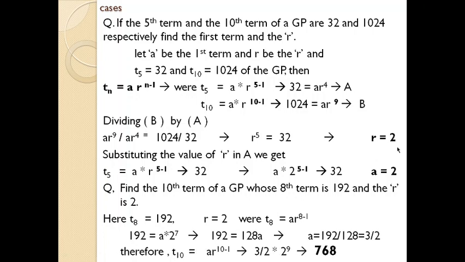By substituting the values, you will get 192 equal to a into 2^7, that is 192 equal to 128a. You got 128 by multiplying 2 seven times. Finally, a equal to 192 by 128, you will get 3 by 2. Therefore, t10 equal to a r^(10 minus 1). The value of a is 3 by 2, which we have just found. By substituting 3 by 2 into 2^9, finally you will get 768.